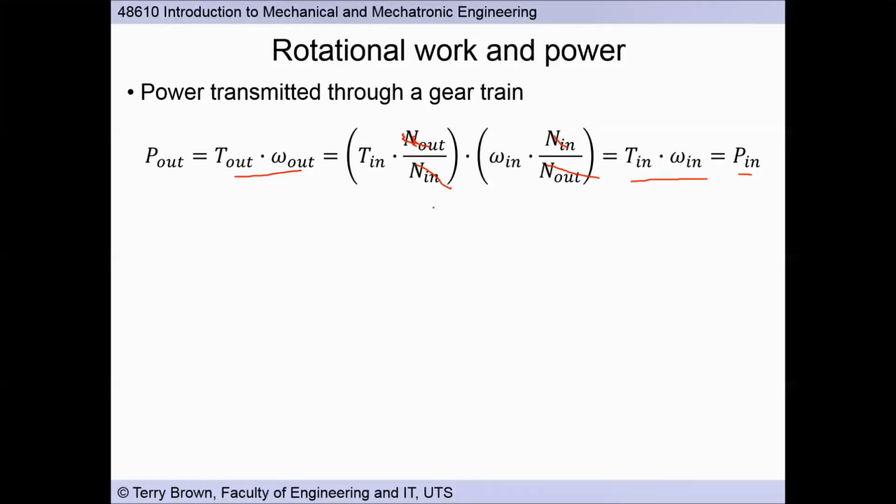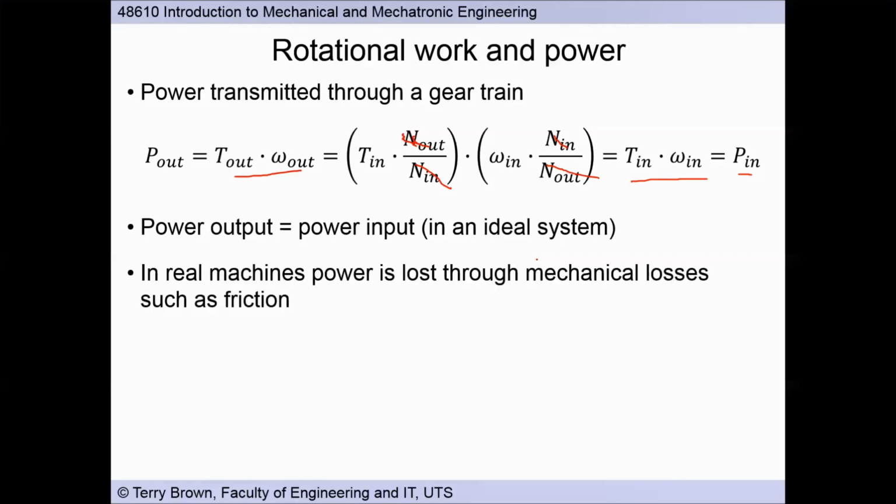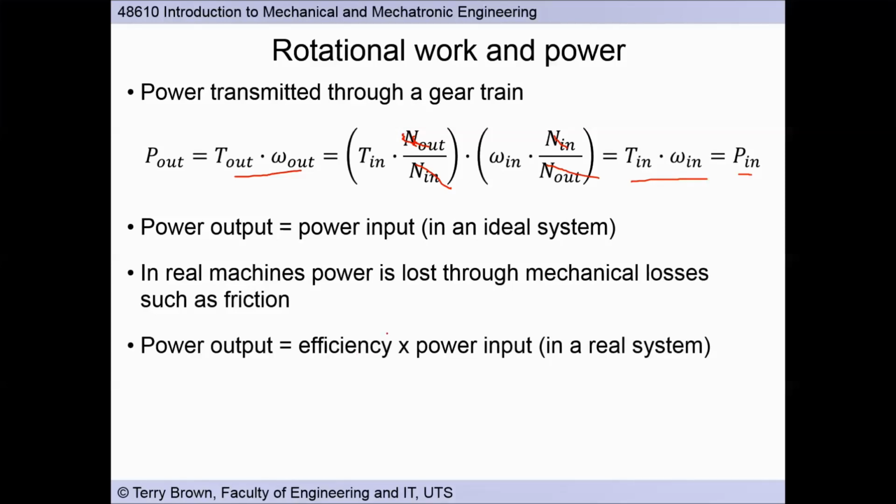The power out is equal to the power in an ideal system, and in fact, of course, it's worse than that. In real machines, power is lost through mechanical losses, such as through friction. So we have an efficiency term here in the equation. So the power output is equal to the input power times some efficiency, which is less than 1. Okay, so that's the equation there, where this symbol here represents the efficiency.